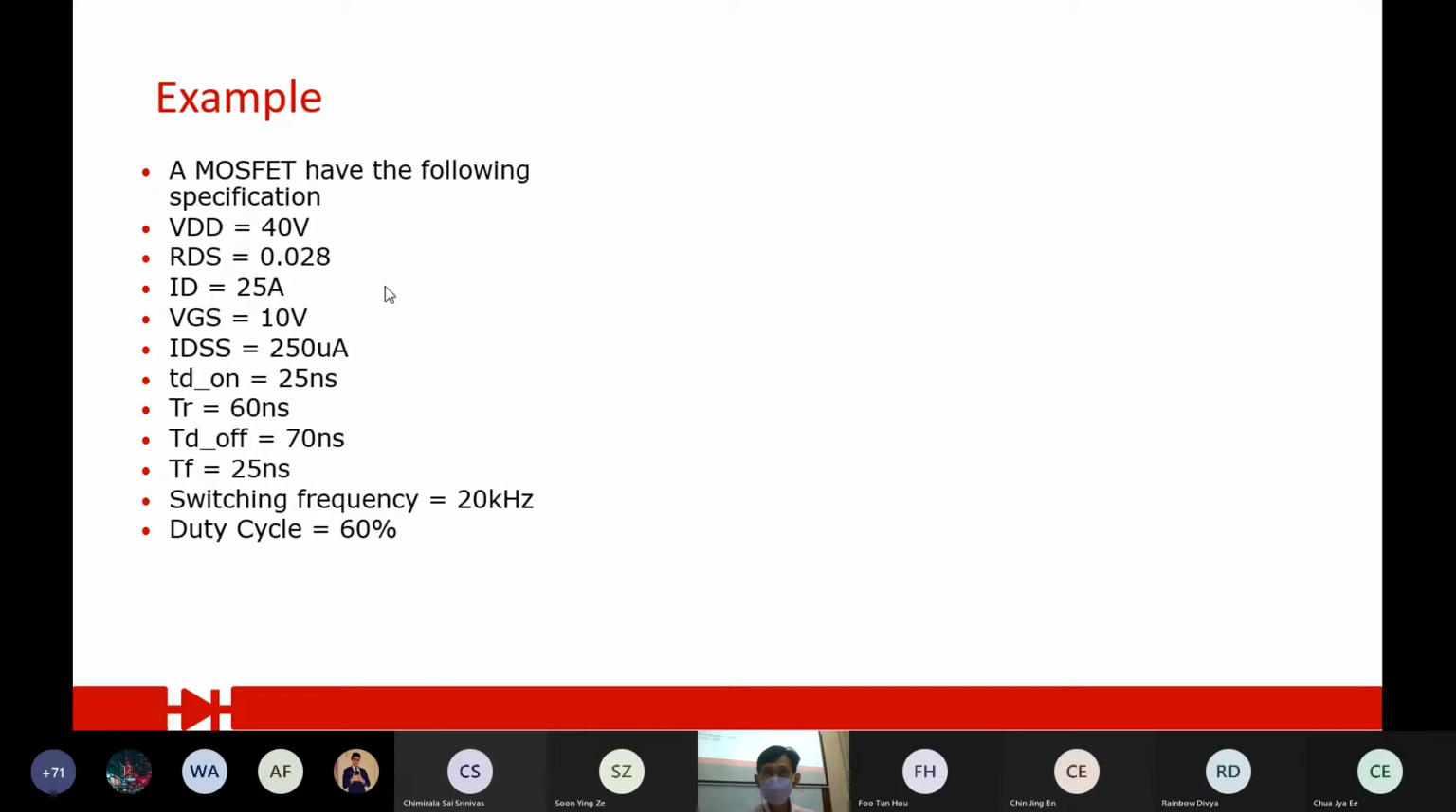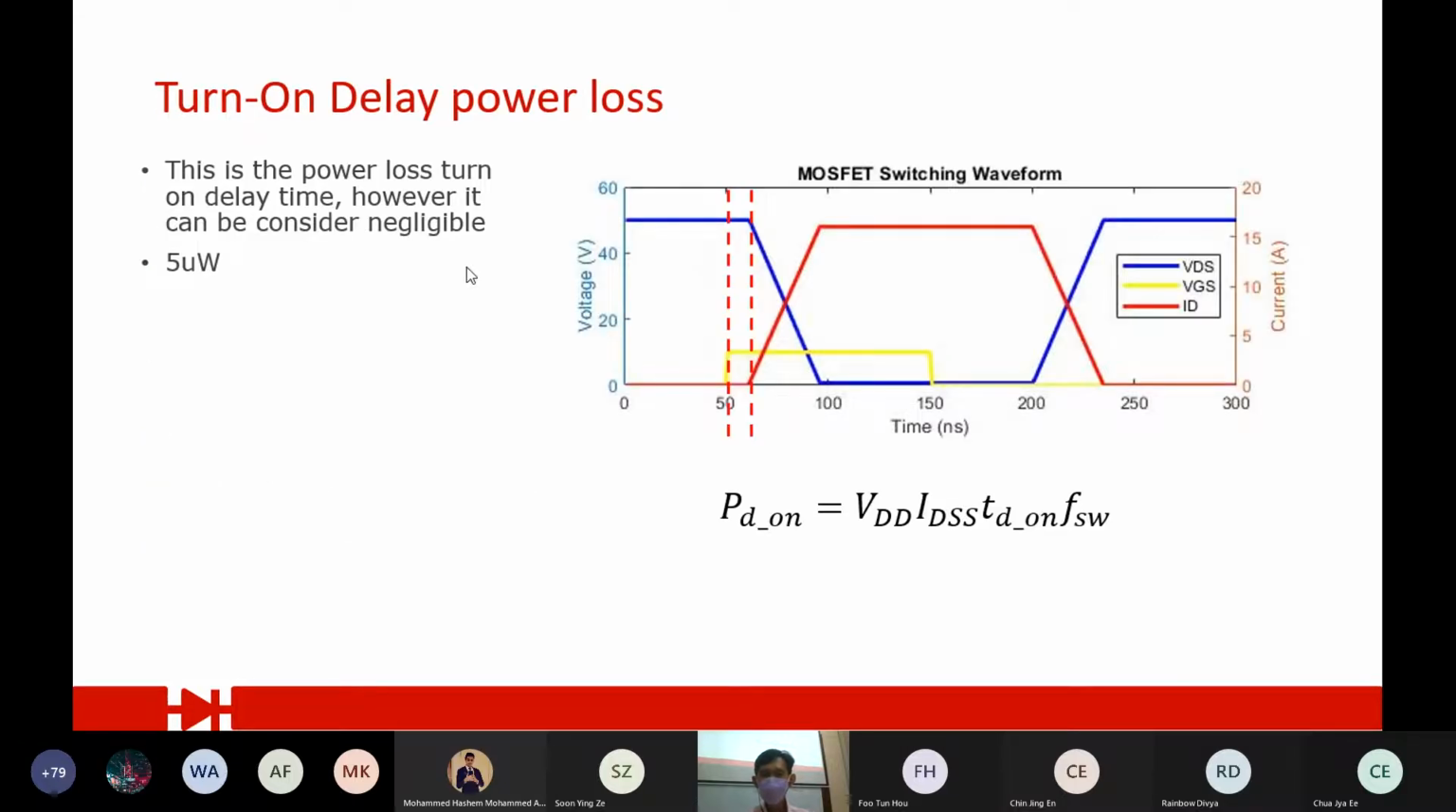Then, of course, if you really design a real circuit, you decide the voltage based on your real circuit. Now, the switching frequency is 20 kilohertz, and the duty cycle is 60%. So with all these specs, you should be able to calculate the switching losses. So let's go through it. Now, the first part is the turn on delay power loss.